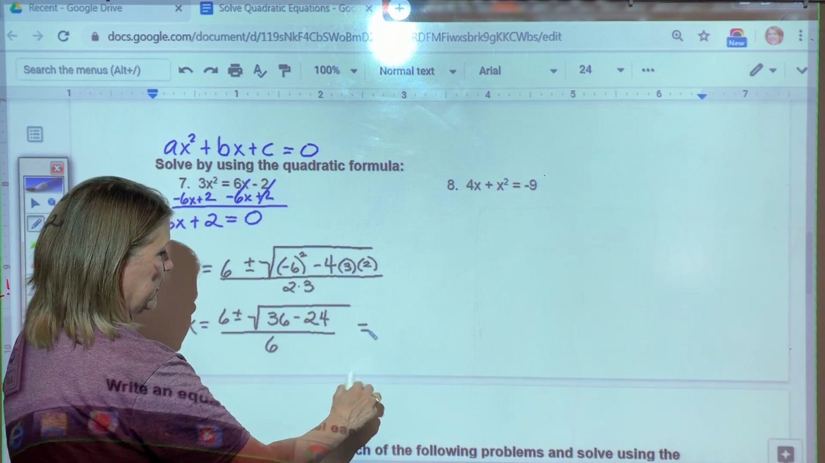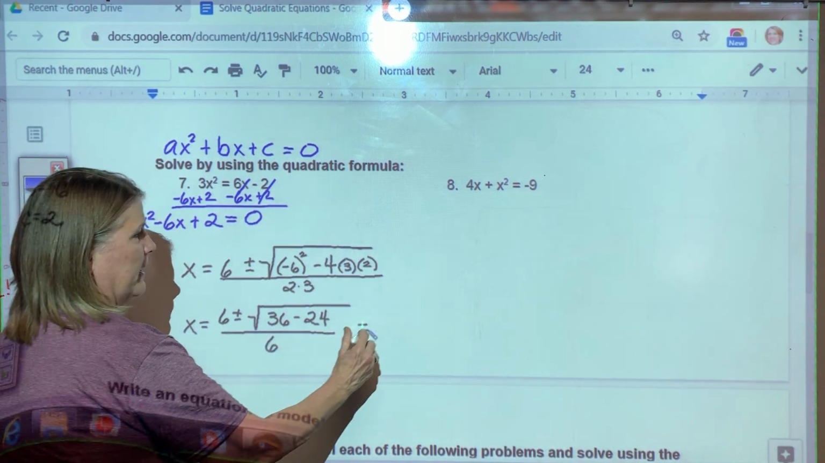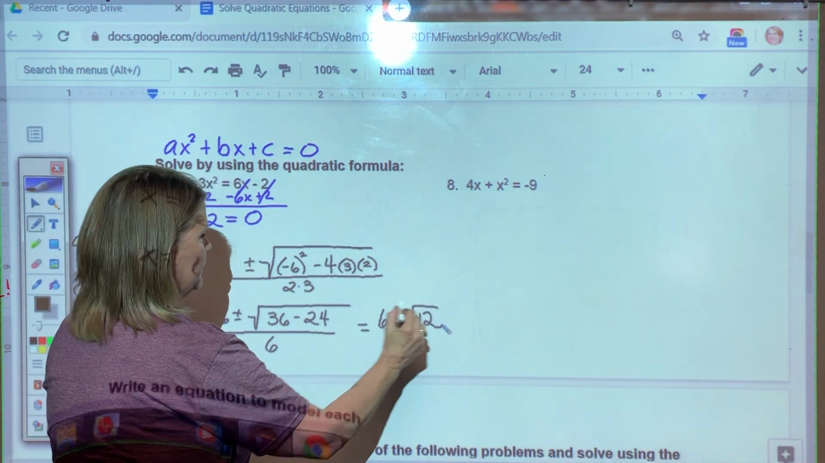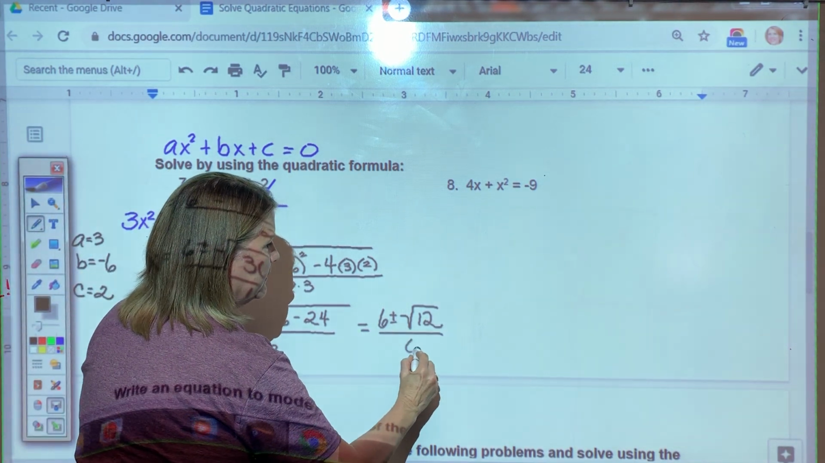I'm going to go this way just a little bit to kind of conserve my vertical space. So I have 6 plus or minus the square root of 12. That's what you get. 36 minus 24 is 12. All of this over 6.